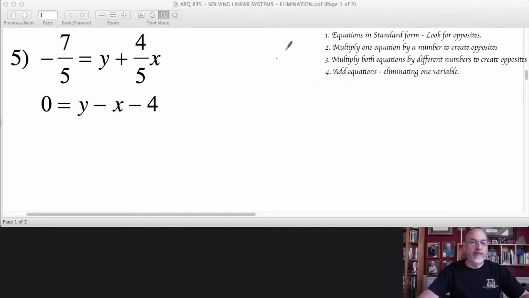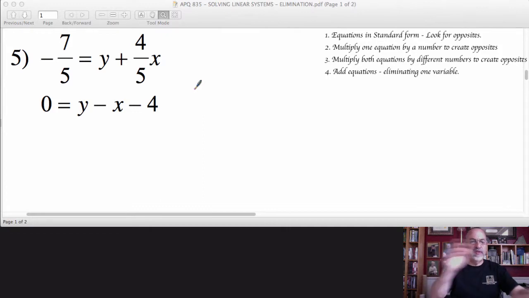Looking at number 5, again, following our steps, we look for the equations to be in standard form. As we look at the first equation, it's not in standard form. Oh, I'm sorry, it is in standard form. I have my x and the y on one side and the constants on the other. So there's nothing wrong with that one as far as standard form goes, so we're going to leave that one.